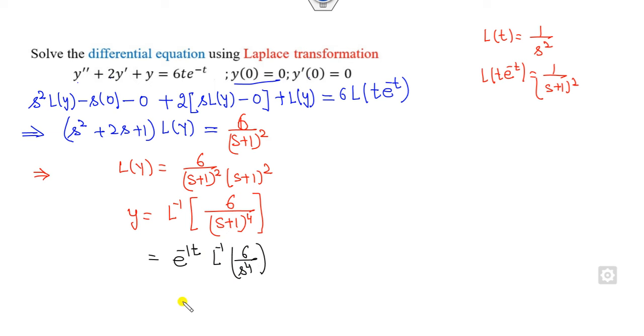Fine. So what is the Laplace inverse of this? 6 I can write as 3 factorial. So that means t cube e raised to power minus t is the right answer of this problem. You can also see that y of 0 is 0 and the derivative is also 0.